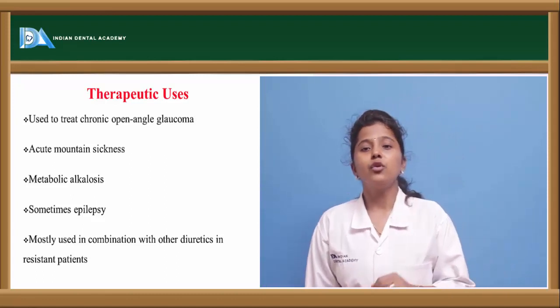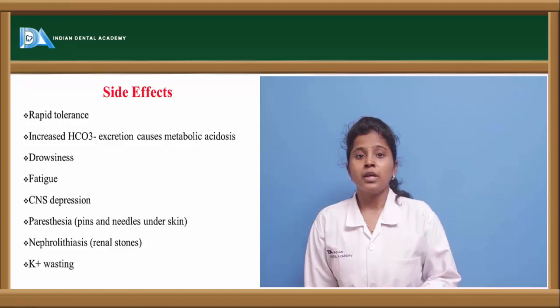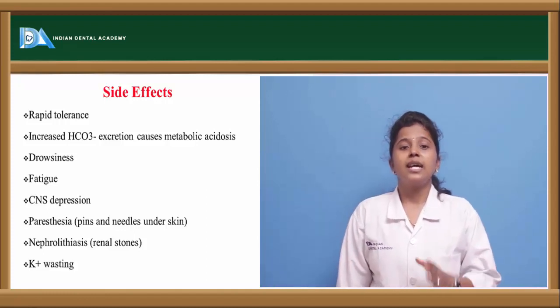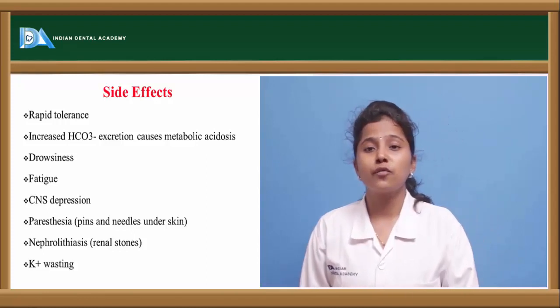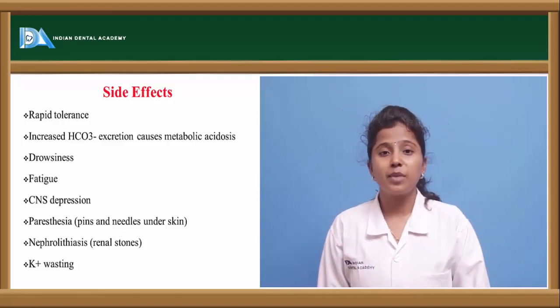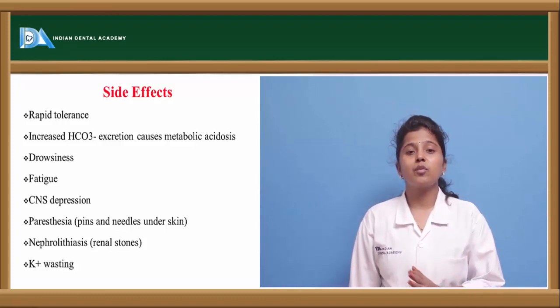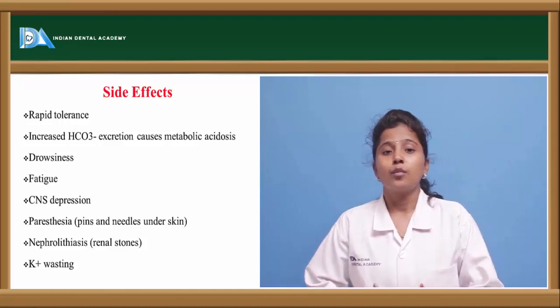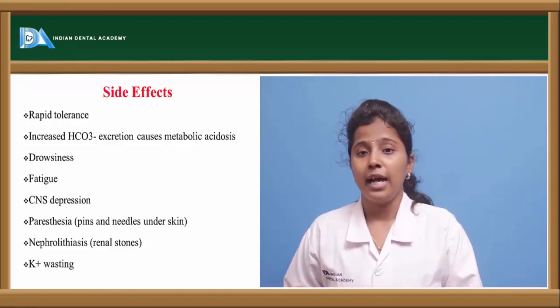There are some side effects of these carbonic anhydrase inhibitors also. They cause increased bicarbonate excretion from the body, which causes metabolic acidosis. When bicarbonate ions are excreted from the body in large amounts, the H plus or acid proton content in the body increases, causing metabolic acidosis.